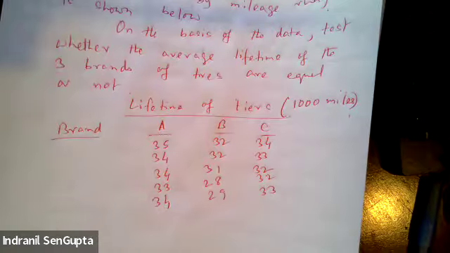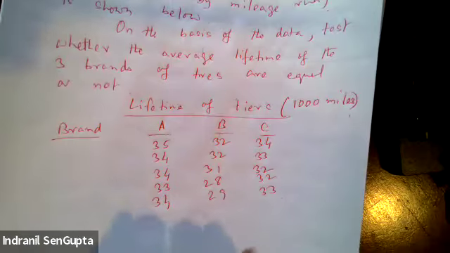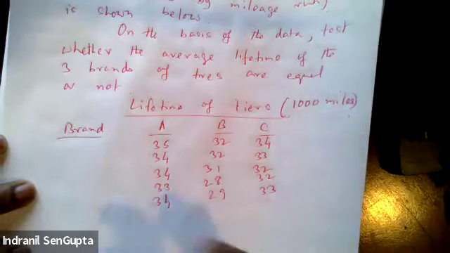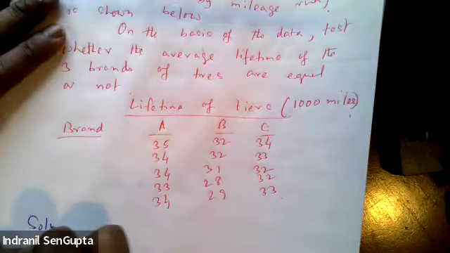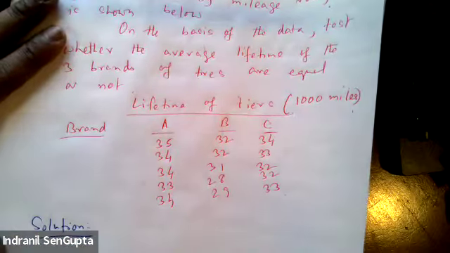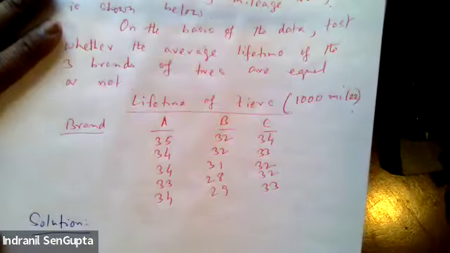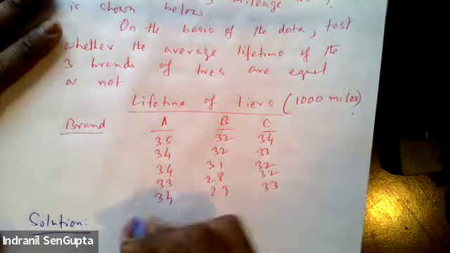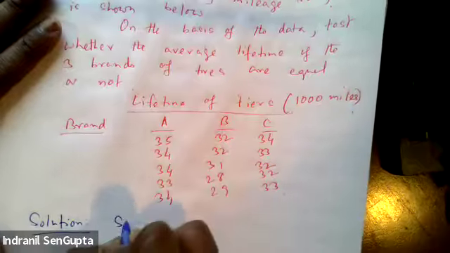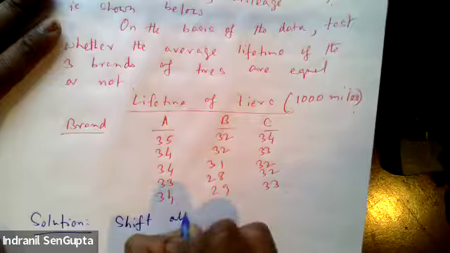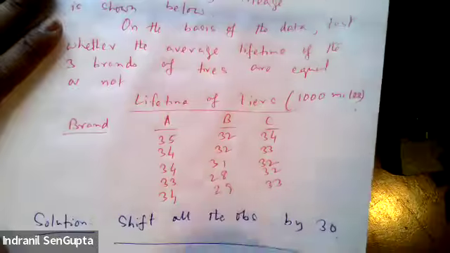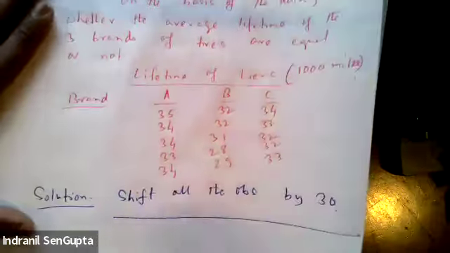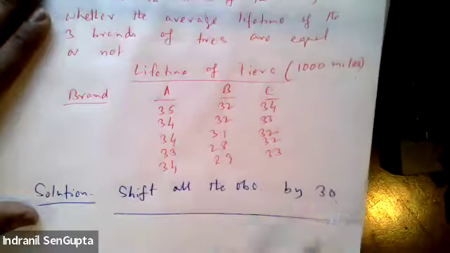So we have this setup. Let's do the calculation. Solution. Let's shift all the observations by 30. So I want to subtract 30 from everything. Shifting does not affect the result, so I can shift it. Okay, let's do that.